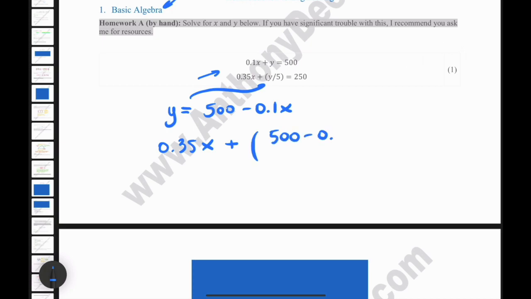One easy way to solve a problem like this, right, is to simply make a substitution where we say y is equal to 500 minus 0.1x, and then we can substitute that into the other equation, which gives us 0.35x plus (500 minus 0.1x) over 5 equals 250, right? And this gives us an equation that's a function of only a single variable, and so I'm not going to show it, but you could solve this and determine what the value of x is, and then plug that back in to get the appropriate value of y.